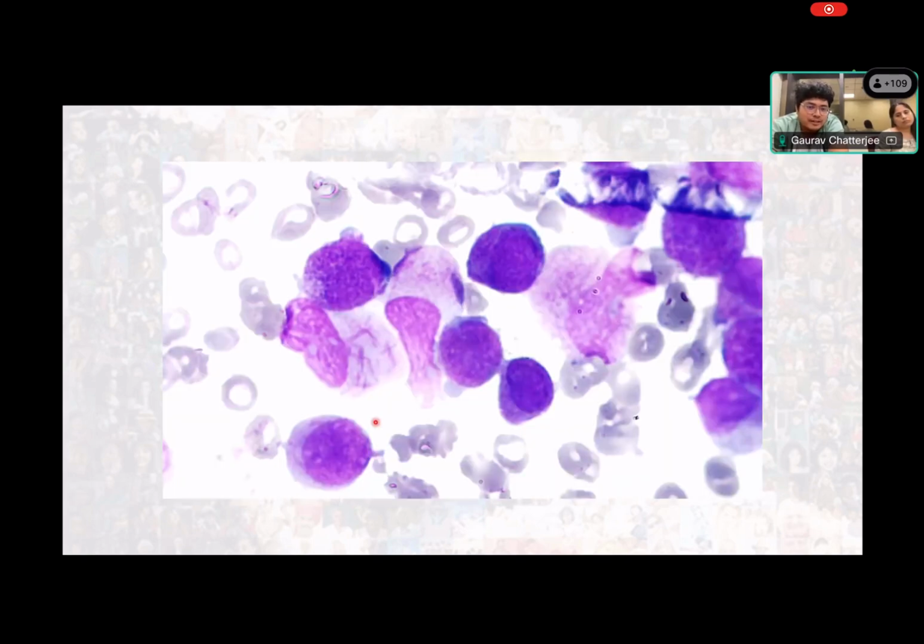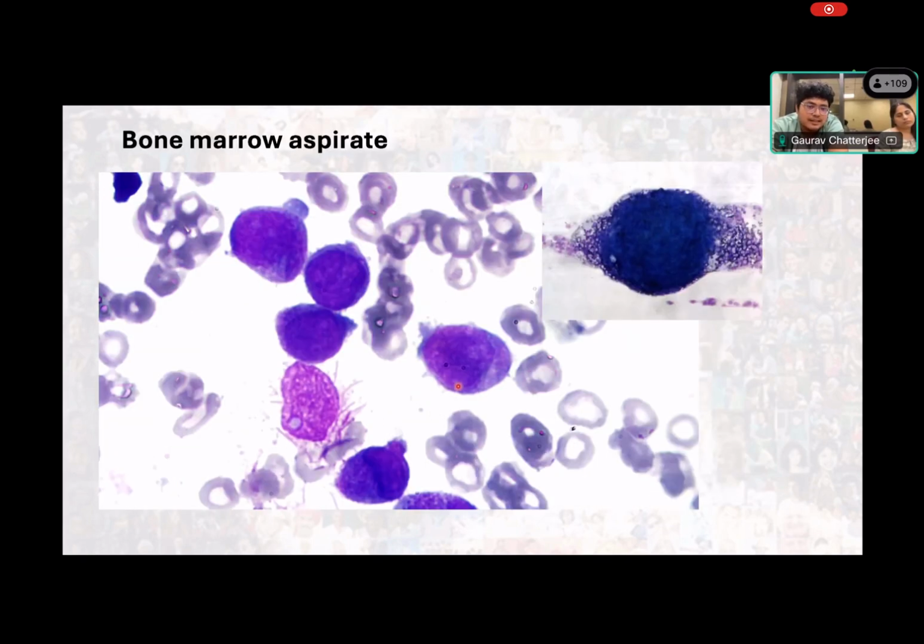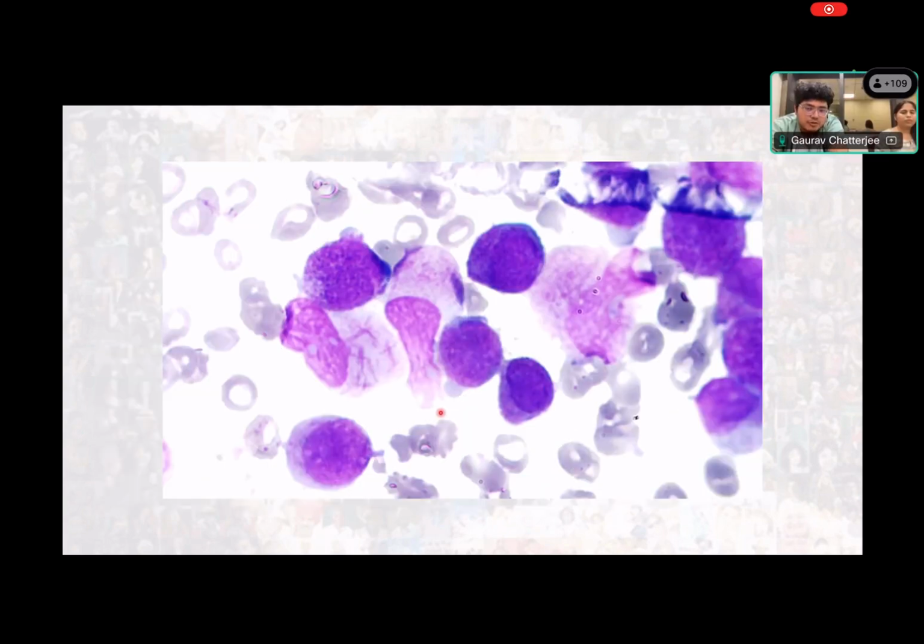But also, I think one of the key points is that you can see a complete maturational block here, right? All the cells that you're seeing seem to be at a single maturational level. All of them are promyelocytes. In the case of a leukemoid reaction or something like that, usually you will not see this. There will be some maturation happening. They will not be monomorphic. All the cells are promyelocytes. This kind of feature will not be there.